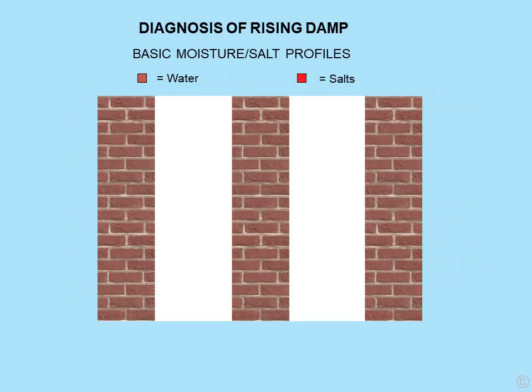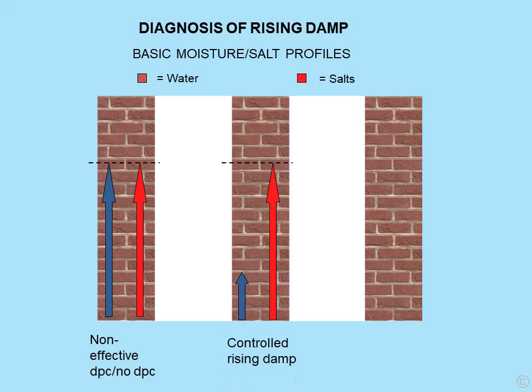So back on to the diagnosis of rising damp. Again, this was covered earlier. The basic moisture profiles: non-effective DPC or no DPC. Remember, the salts mark the history of the rising damp, namely the maximum height to which it once rose. In this case, the salts and the free water are rising to the same height. Secondly, controlled rising damp. Damp once rose, as indicated by the distribution of salts, to a much higher position. Free moisture is now only rising to a small proportion of that position.